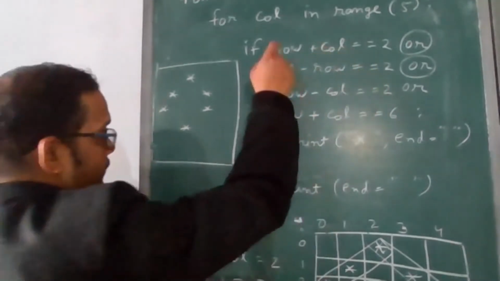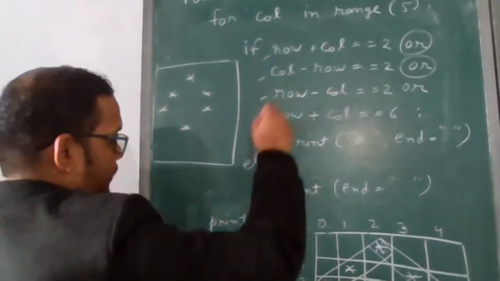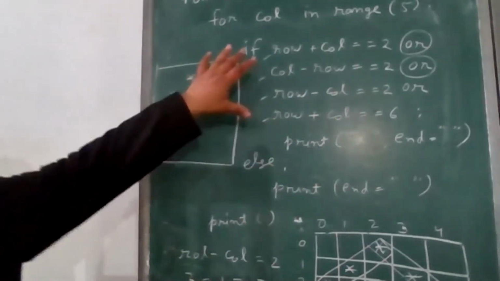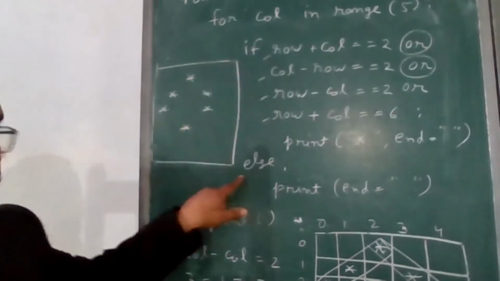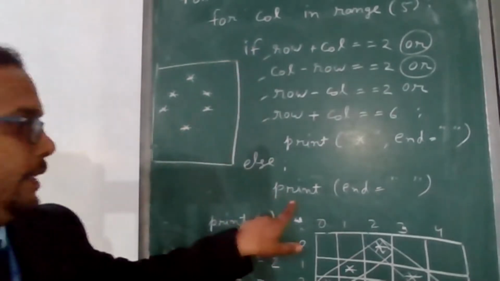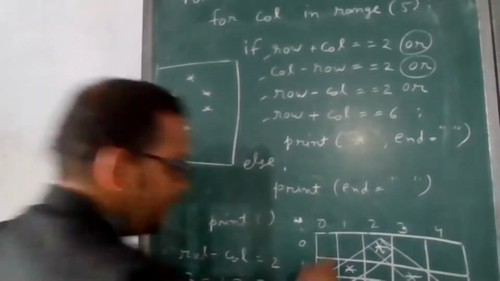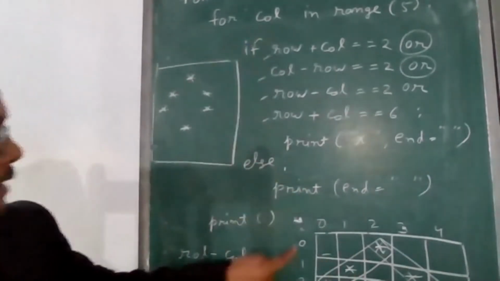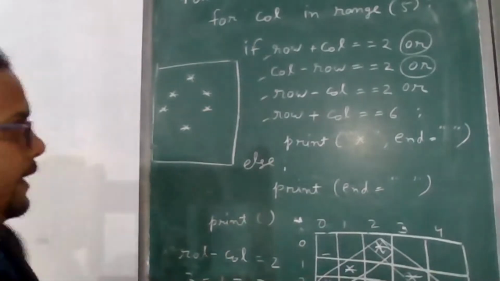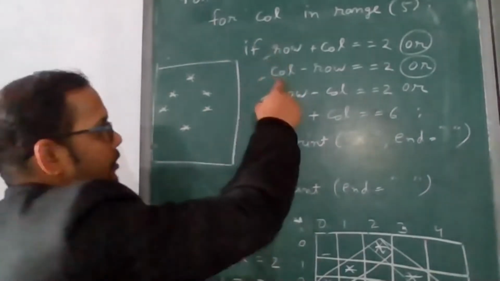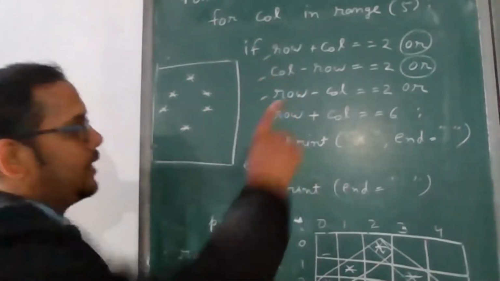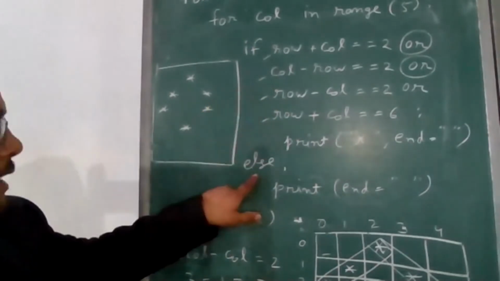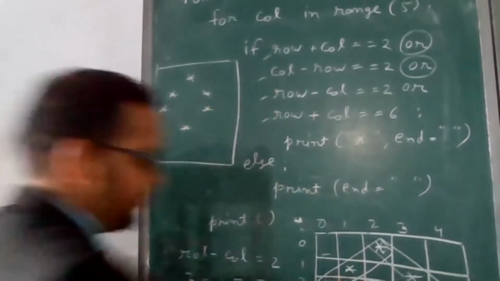This condition is not satisfied. First one, second one, third one, fourth one. If all the conditions are not satisfied, then it will go to the else part and print a space. So here a space will come. Similarly for the next one, 0 plus 1 is 1. Neither this condition is true, nor this one, nor this one. No condition is true. Then it comes to the else part and prints a space.